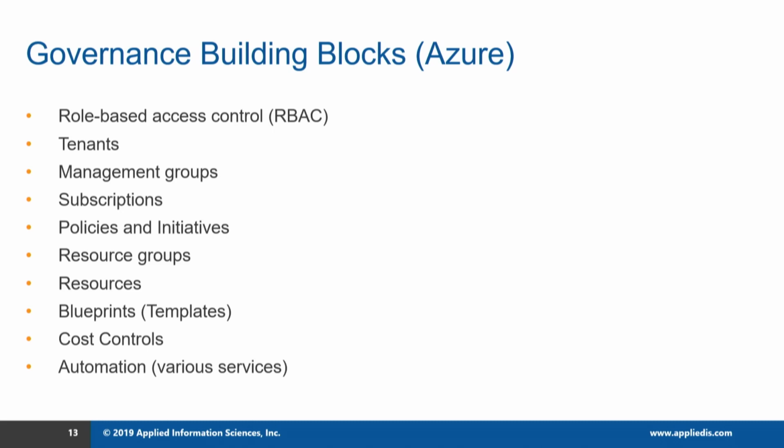Blueprints, as he demonstrated. Cost controls, using those different utilities, right? Azure Advisor, cost management and billing, Azure Monitor. And then what brings that all together, right? The automation piece. The automation is what takes all these building blocks and puts them together to give us that governance plan and that automation for cloud governance.